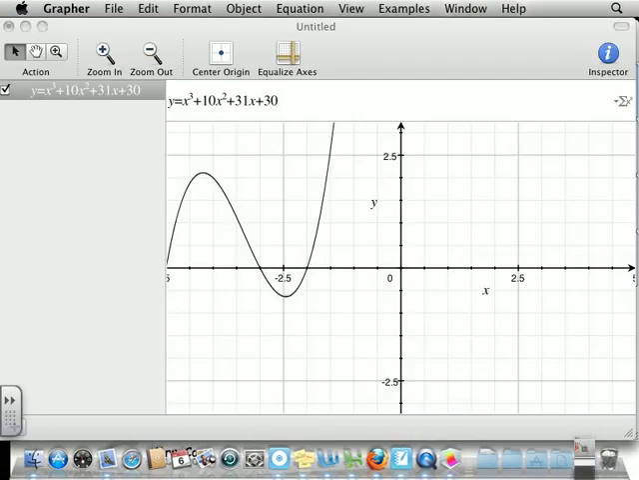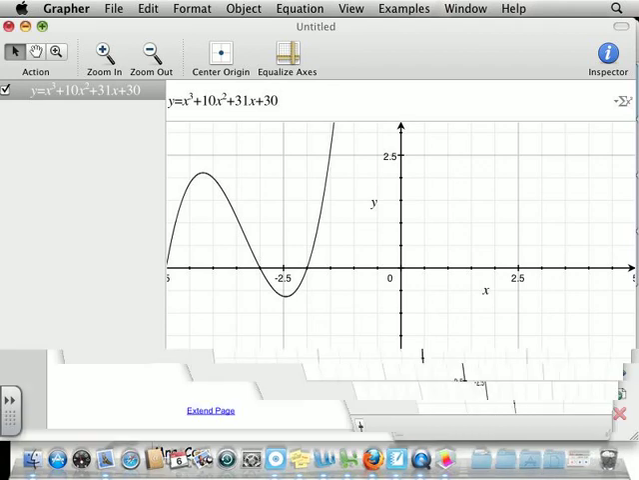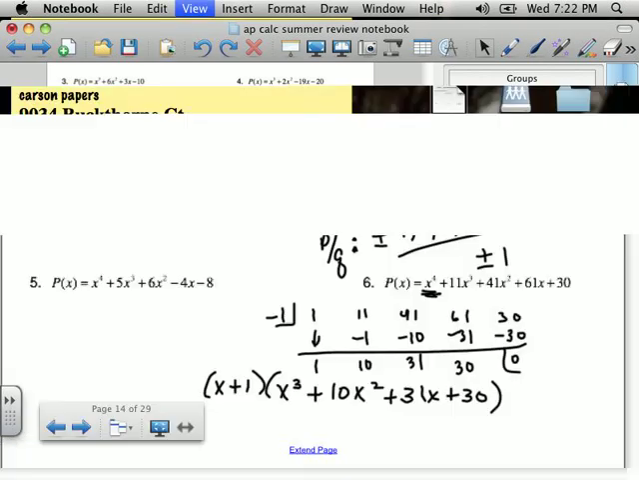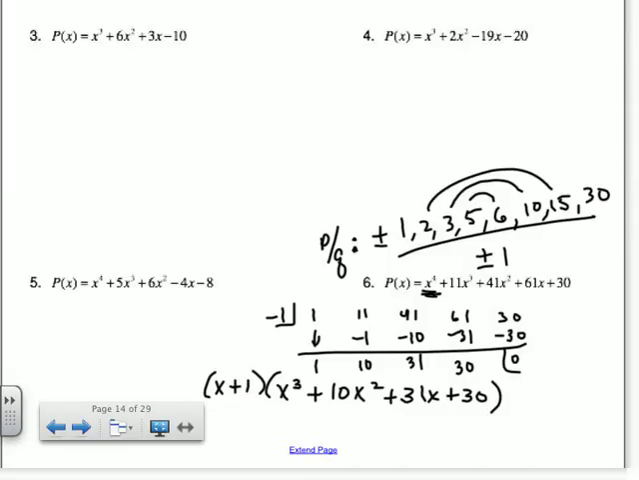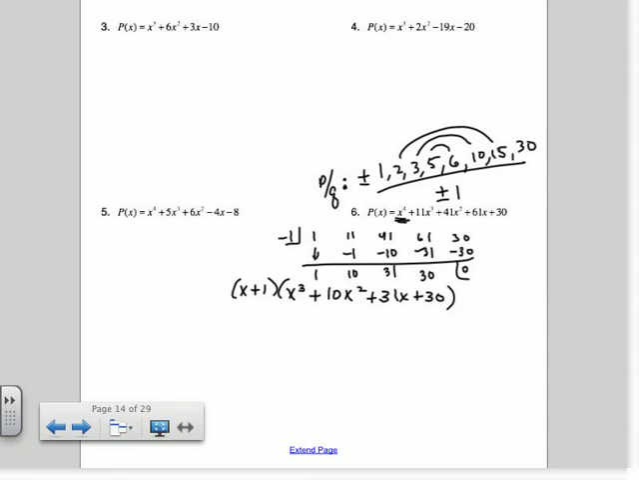Okay, so I have our factored form in Grapher, so x cubed plus 10x squared plus 31x plus 30, and it looks like it's crossing maybe at -2 or -3, and like I said, nothing on the positive side. So let's go ahead and try -2 in our synthetic division next. So when I try -2, I'm just trying in the last factored form. So I'm doing 1, 10, 31, 30, and that's it.